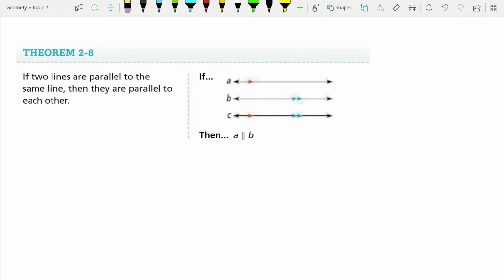Hey all, today we're going to be talking about theorems that have strictly to do with parallel lines. All the theorems we discuss today are strictly applicable to parallel lines. Let's go ahead and get started.